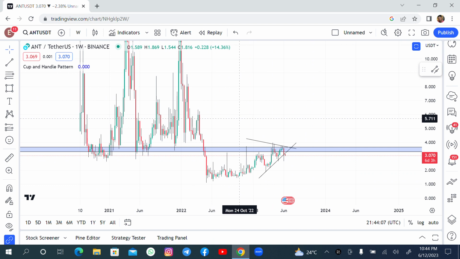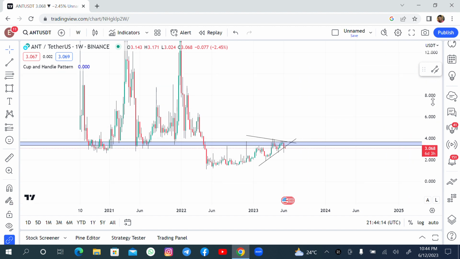This is ANT USDT, and I want to make a quick analysis for you guys.